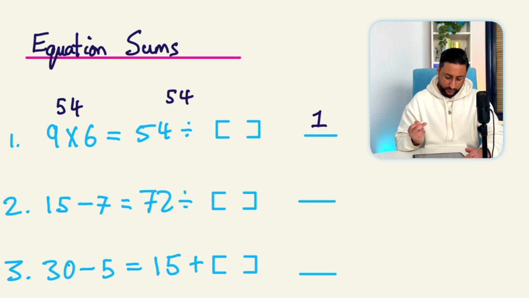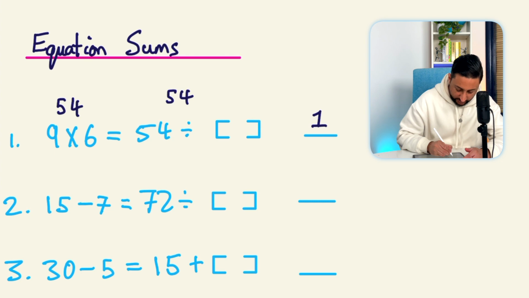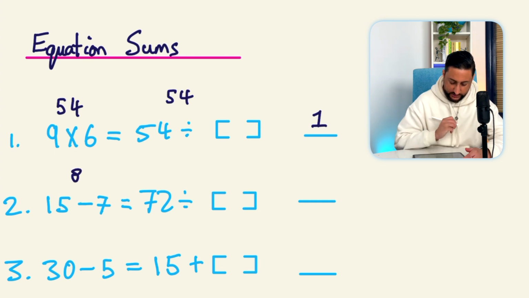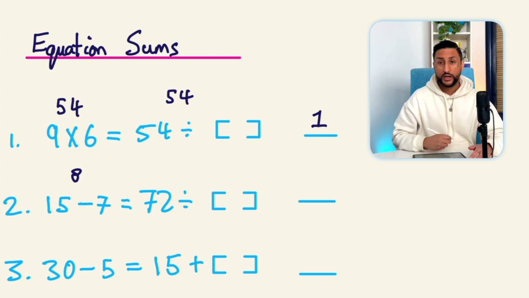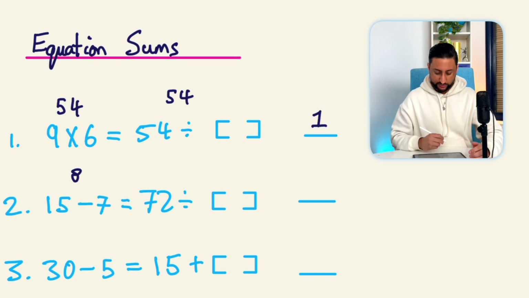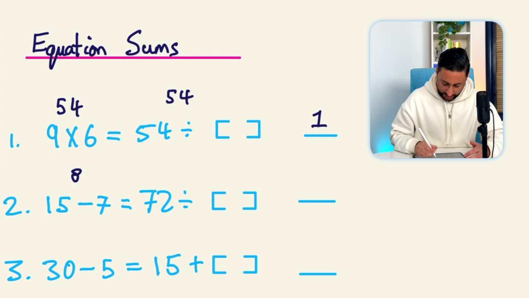Question 2, 15 minus 7. So we're going to complete that side. 15 minus 7 is 8. On the right hand side, 72 divided by something has to equal 8. And if you know your number bonds and your timetables, then you should know that that should be a 9.